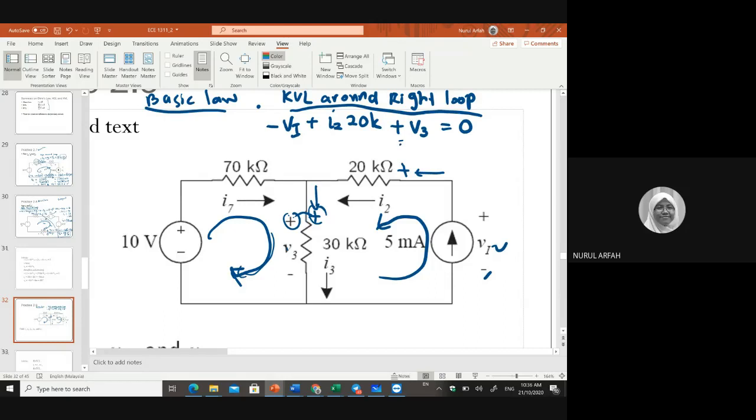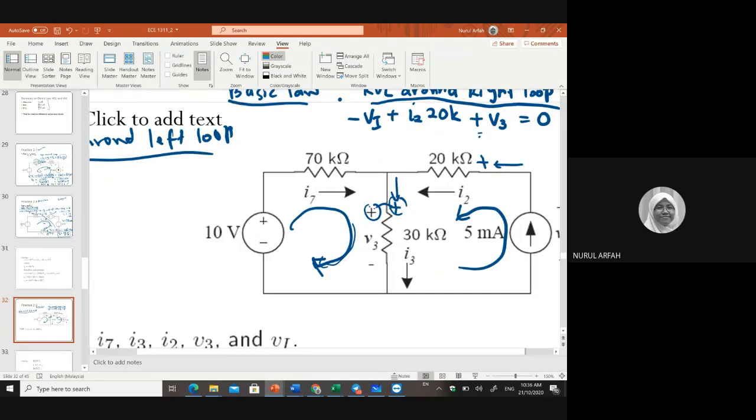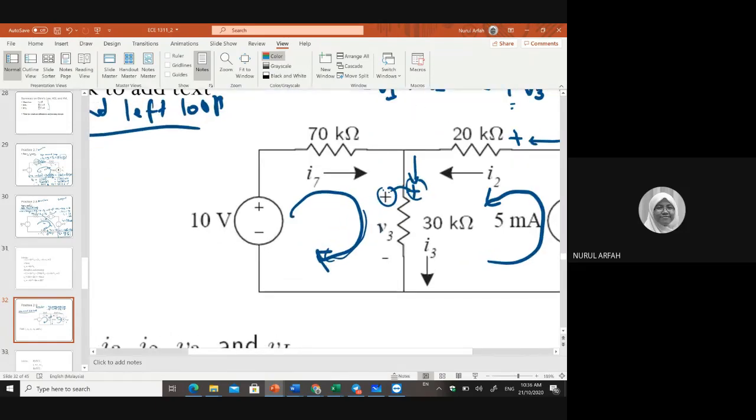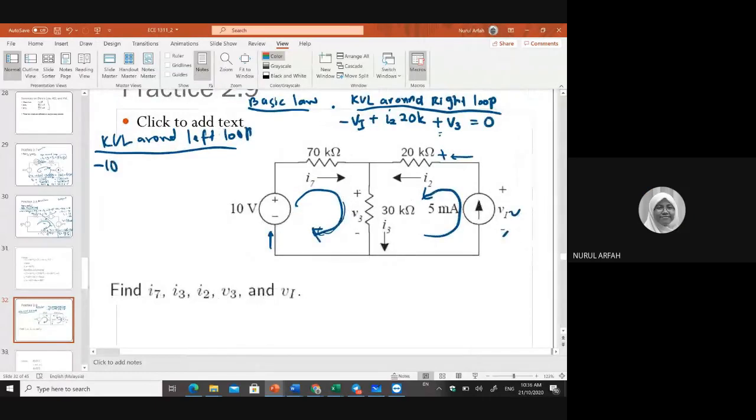Okay, what about the left side? Around the left loop. Start with 10 volt, negative 10, plus I7 times 70K, then plus V3, equal to 0.